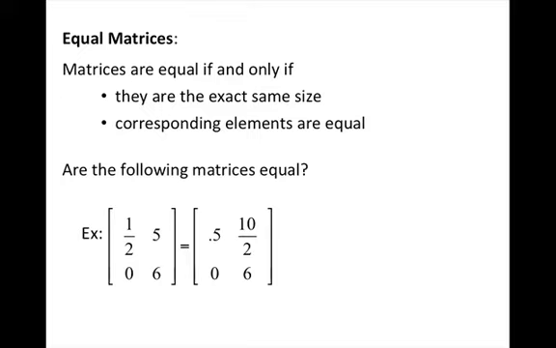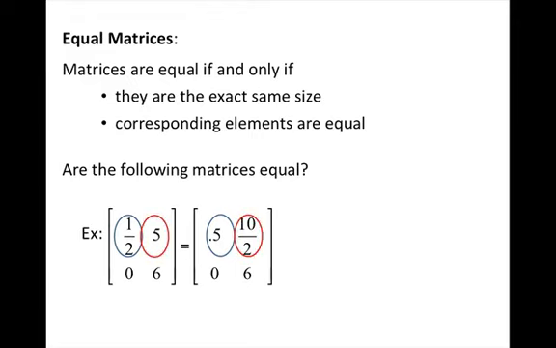Well, first you look at the size. Each matrix has 2 rows and 2 columns, so they are the same size. Next you look at corresponding elements. So begin with the first position. So this is row 1, column 1. I have a 1/2 in my first matrix and a 0.5 in my second matrix. These are the same value, so corresponding elements there are equal. 1/2 does equal 0.5.